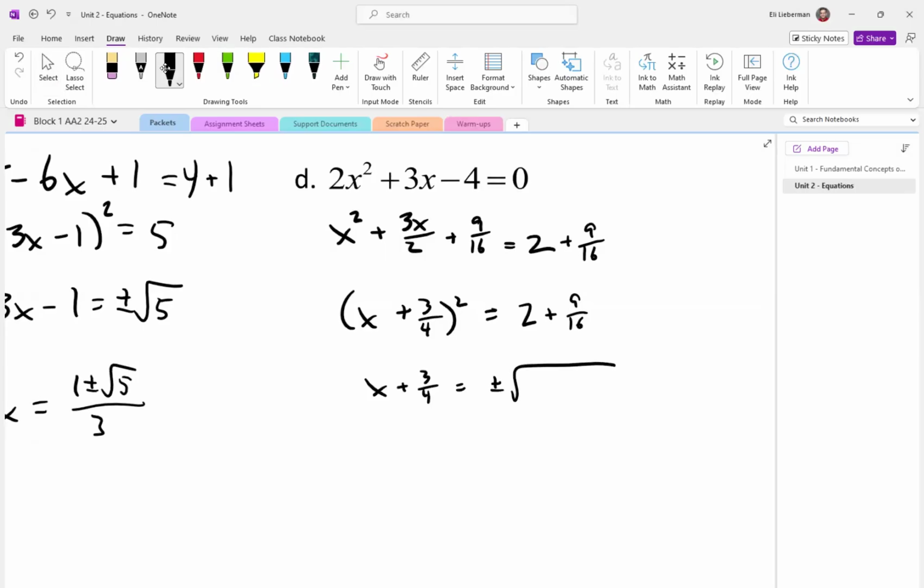Two what? I think 2 plus 9/16 is just 2 and 9/16, isn't it? Oddly enough. Isn't that right? That's how mixed numbers work. Okay. Oh, so root 41 like this over 4. Okay.